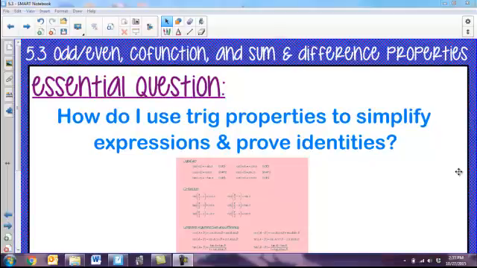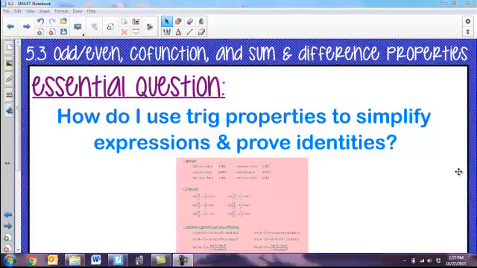Hey guys, today we are going to be finishing the front page of our formula chart. So kind of talking about all of the rest of these subheadings. Now the very last subheading, the composite argument, we're actually going to spend some extra time on, but today we're going to be going over odd even, cofunction, and then the sum and difference properties.